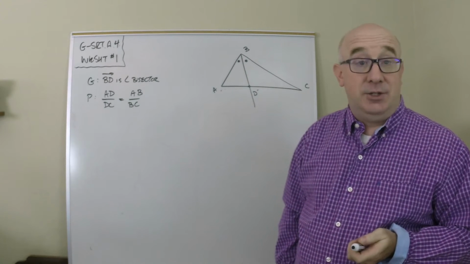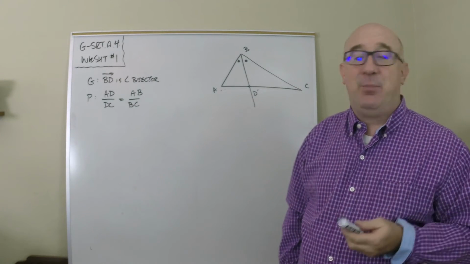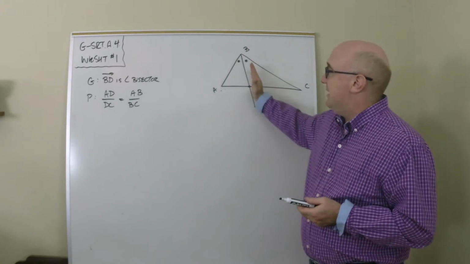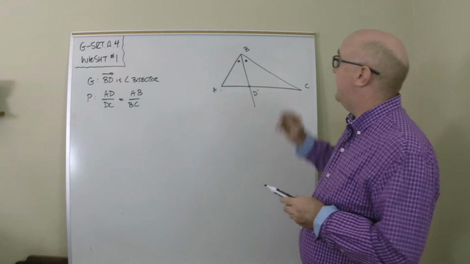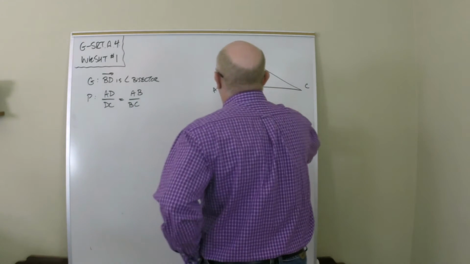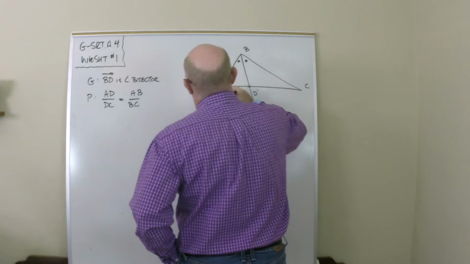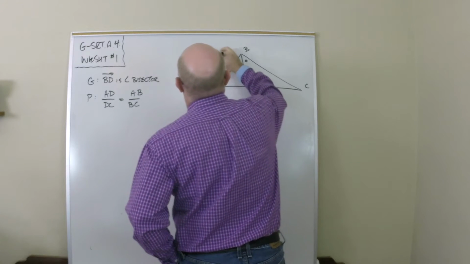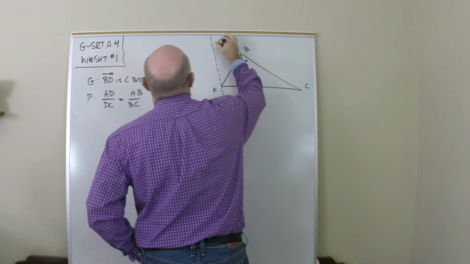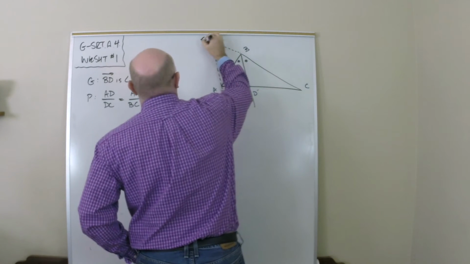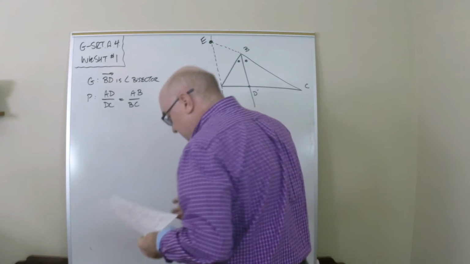Here's what you'd need to do first. You need to introduce a brand new line parallel to BD through A. So what it would look like is something like this. And we would extend this out to meet at, I think we call it point E.